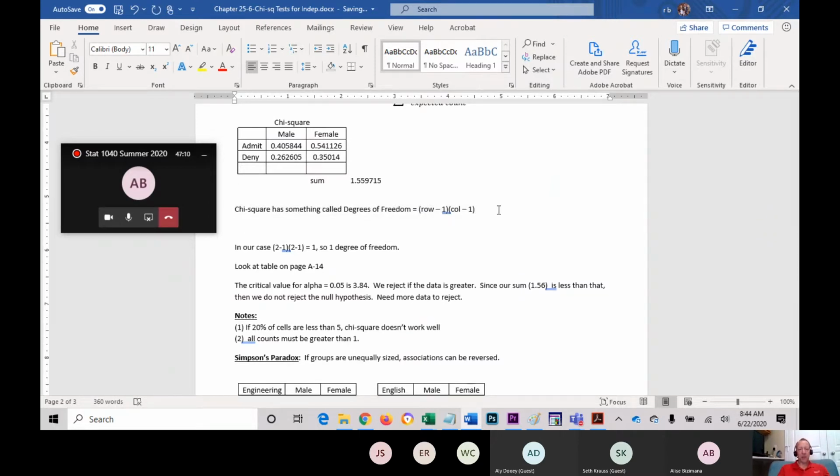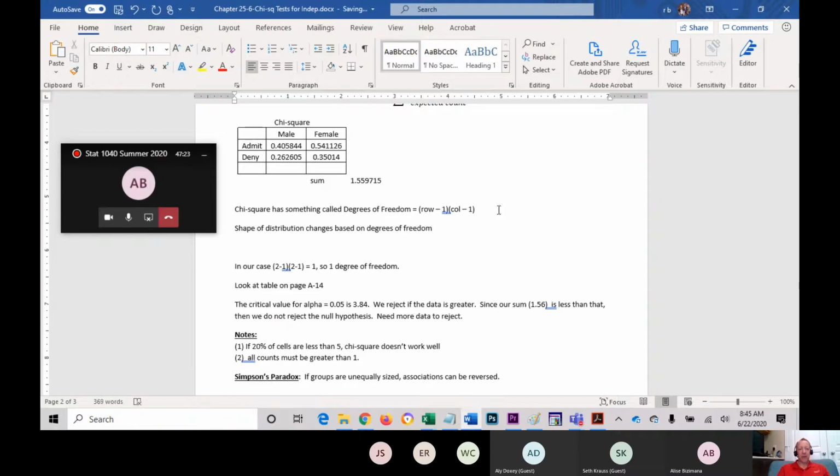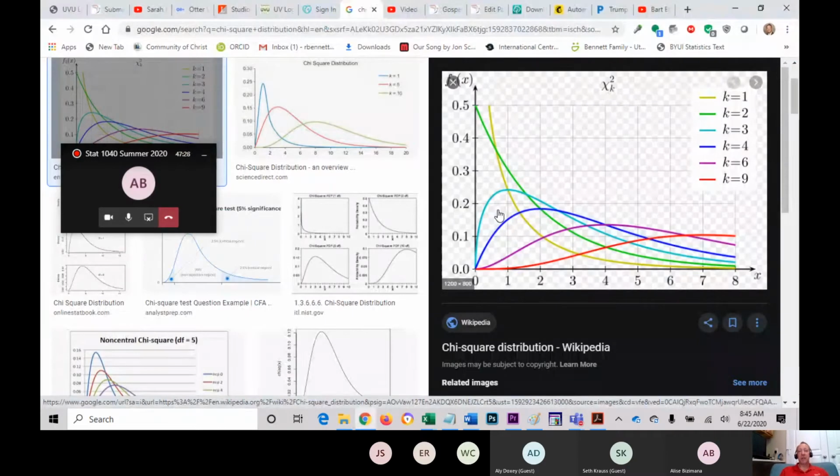I should also mention that the shape of the distribution changes based on degrees of freedom, and it is not symmetric. When I say it's not symmetric, I mean it's not symmetric. Okay, now, for some reason, I don't know why, this is a great little chart here, but instead of putting DF for degrees of freedom, they put the letter K, which I don't really know why.